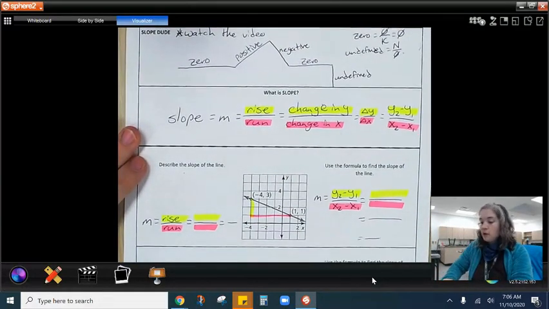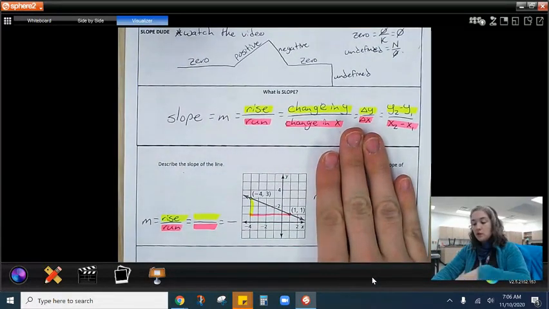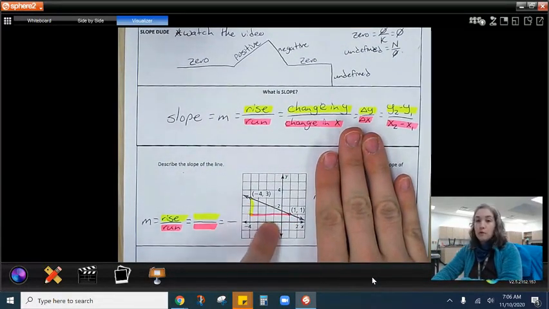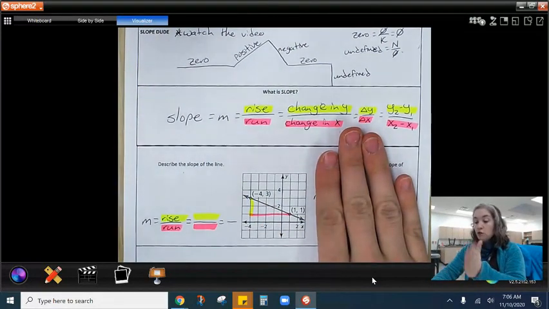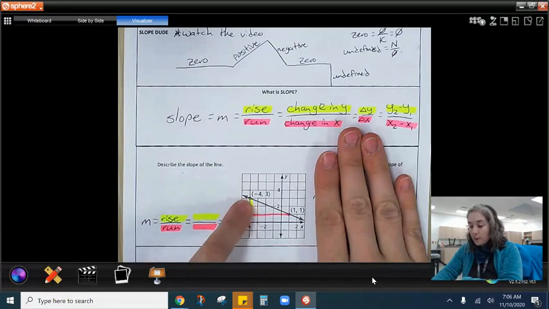So here's my graph. I'm going to completely ignore this side. Okay, I'm just ignoring it. I want to describe this graph. Now, it doesn't matter which point you start with. I swear, it doesn't. You just need to pick a point. I like to start on my left because that's how I start reading, right? I read from left to right. So that's just how I read graphs too. So I'm going to start with this point.